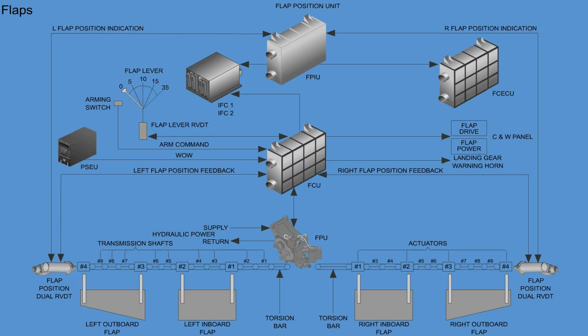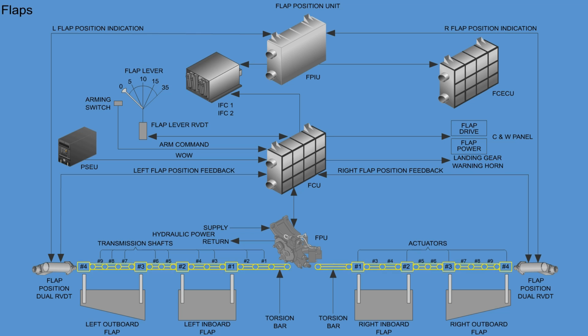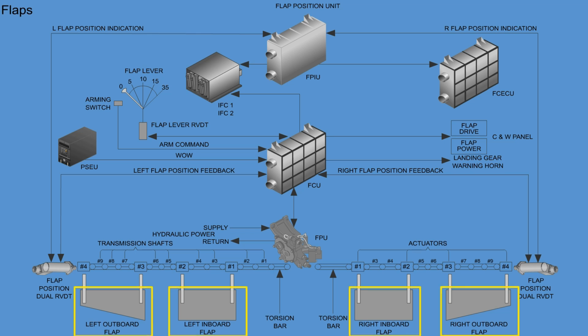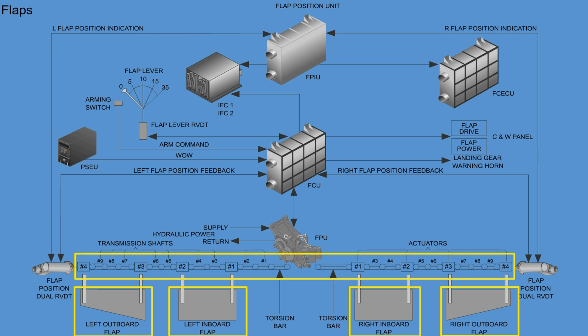The flap drive system consists of the flap power unit, the transmission system, and 4 ball screw actuators in each wing. The flaps, which are connected to ball screw actuators, are operated by a primary drive shaft.